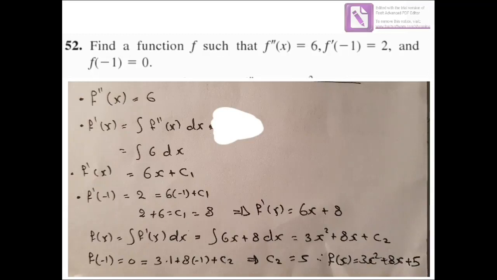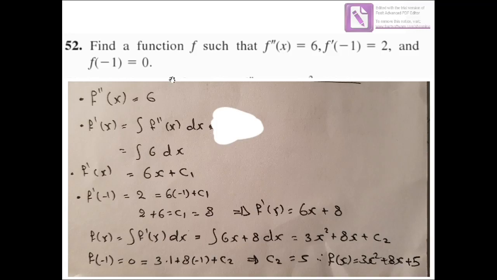Here we have another example, or another question, which is number 52. Find a function f such that the second derivative is equal to 6, and f prime of minus 1 is equal to 2, and f of minus 1 is equal to 0. So here we are given the second derivative. We are asked to find the function f given that f prime of minus 1 is equal to 2 and f of minus 1 is equal to 0.